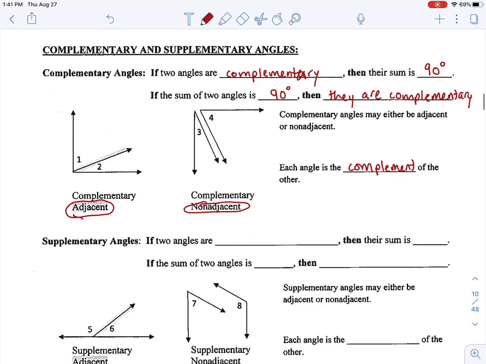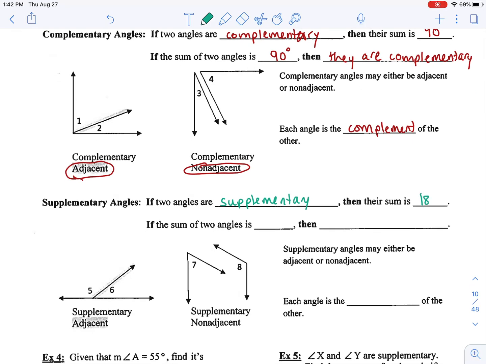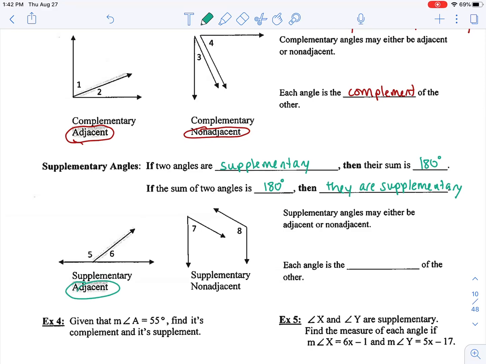Each angle is described as the complement of the other angle. And this is in the same section as another word called supplementary. If two angles are supplementary, then their sum is 180 degrees. And the converse of that is also true. If the sum of two angles is 180 degrees, then they are supplementary. Just like complementary angles, they may or may not be adjacent to each other. Those are pictures of adjacent versus non-adjacent supplementary angles, and each angle is described as the supplement of the other.